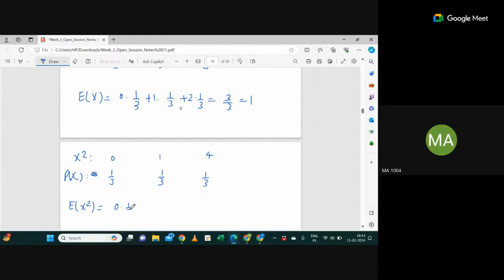It will be 0 into 1 by 3 plus 1 into 1 by 3 plus 4 into 1 by 3, which is nothing but 5 by 3. I have this quantity.